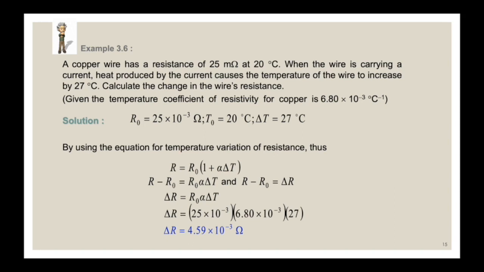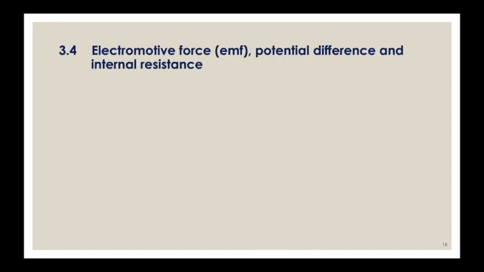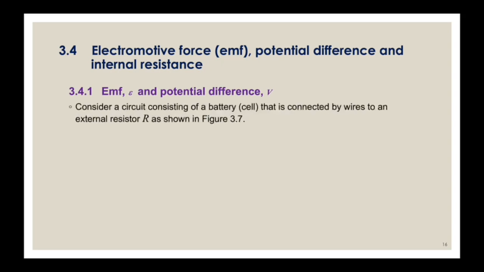So you get what I mean, yeah? Right. The last one, 3.4. Electromotive force, EMF, potential difference, and internal resistance. Okay. So EMF is represented by epsilon, and potential difference by V.